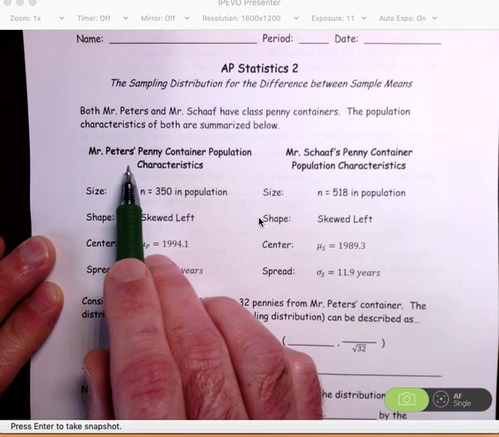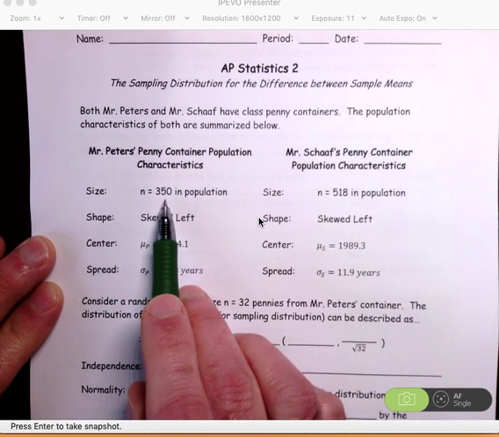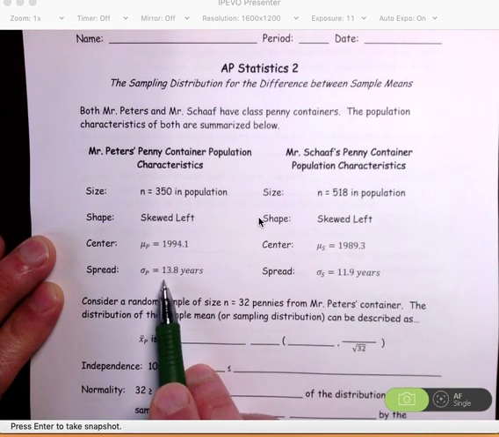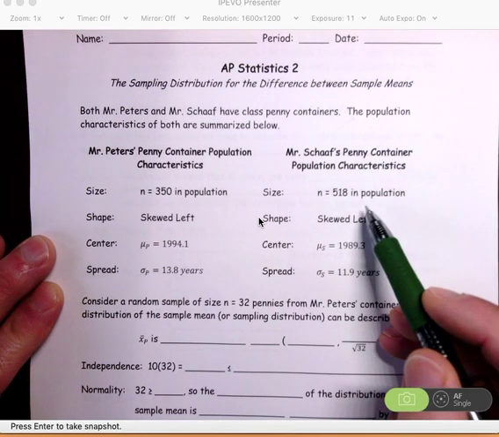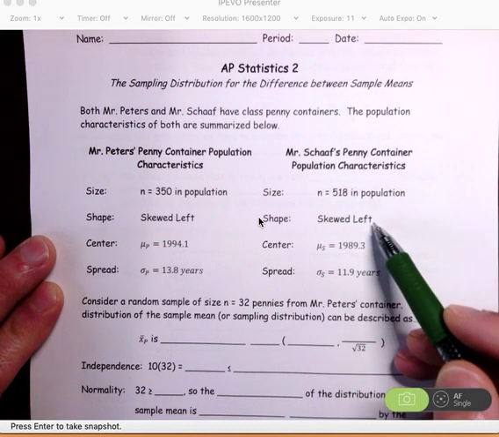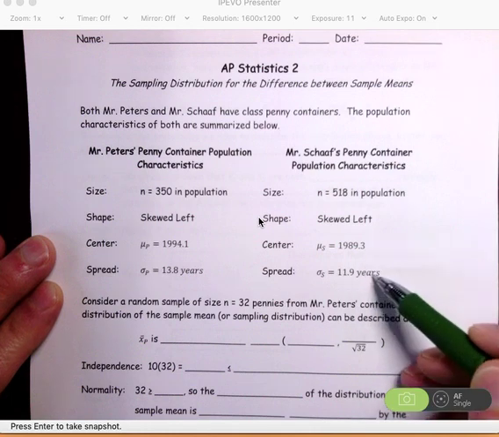For Mr. Peters' container, he has 350 pennies in his population. It's skewed left. This is the mean for his container, and this is the true standard deviation for the entire population in his container. Here's my container. It has 518 pennies, has the same shape. It's skewed left. The true mean in my container is lower, and the standard deviation also happens to be lower.